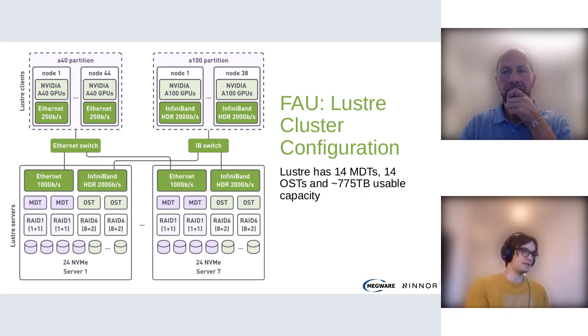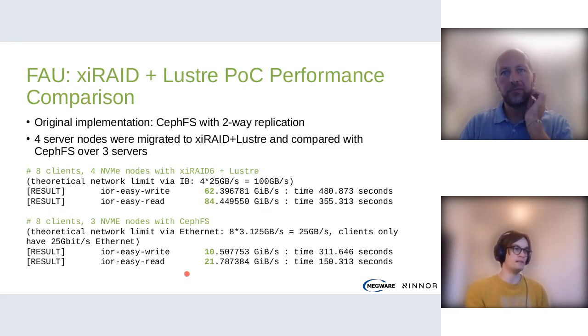On the next slide, you will see a comparison, and here a big disclaimer: that's not an apples-to-apples comparison. It's not a perfect comparison, but we wanted to have at least some numbers to compare before and after. Here we have 3 servers out of these 7 still running the old ZFS installation, and 4 servers running the new xiRAID together with Lustre. So that's not fair at all, because it's 1 server more for Lustre.